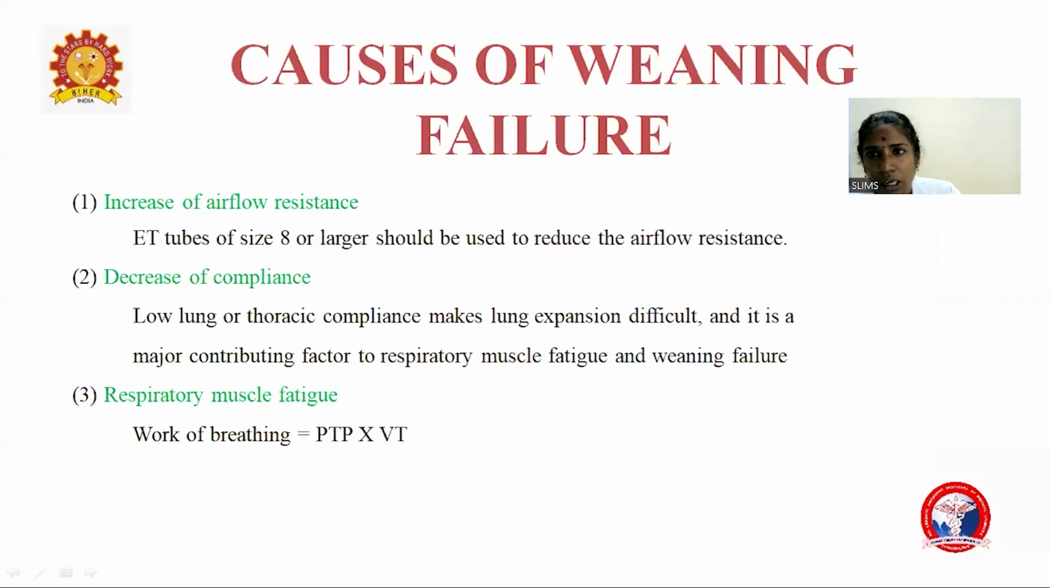Then moving on to the causes for weaning failure. So the first cause is increase in airflow resistance. An ET tube size of 8 or larger should be used to reduce the airflow resistance. And decrease in compliance, that is low lung or thoracic compliance, makes lung expansion difficult, and it is a major contributing factor for respiratory muscle fatigue and weaning failure. Then moving on to respiratory muscle fatigue, where work of breathing is equal to pressure times tidal volume.